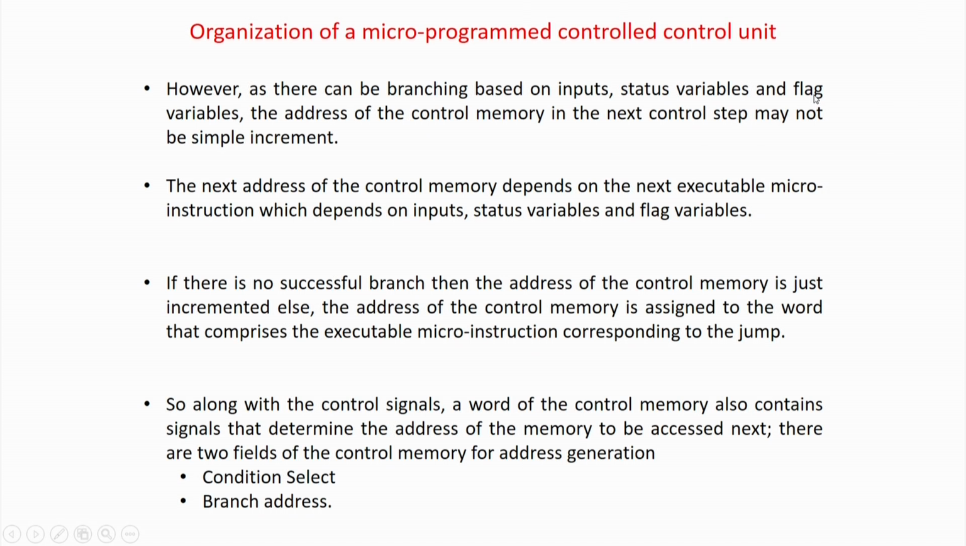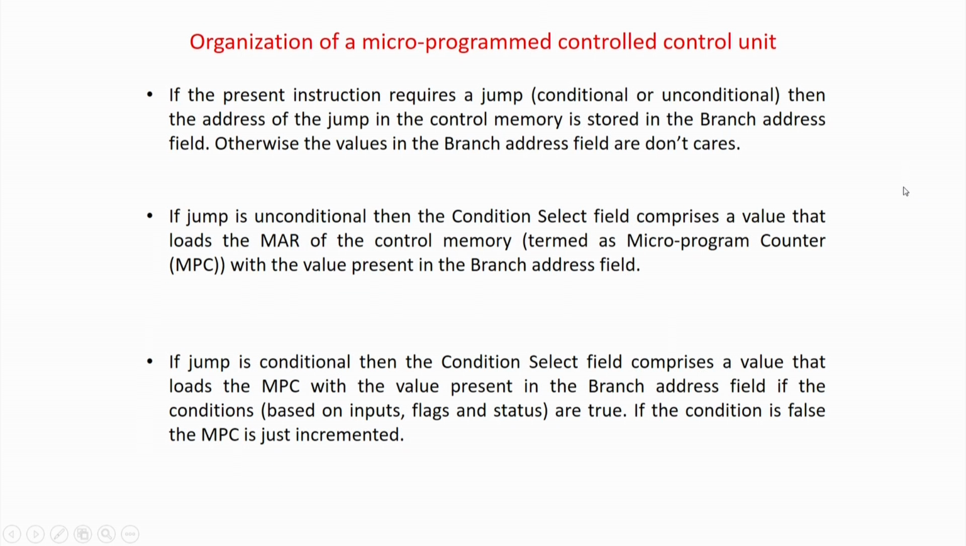Basically, there are two cases in which you cannot go sequentially when one microprogram ends, and the other is when there is a branch instruction. In this case, you have to think of which next address to go to, otherwise MPC is just incremented. So now if you think, this will be your microprogram.